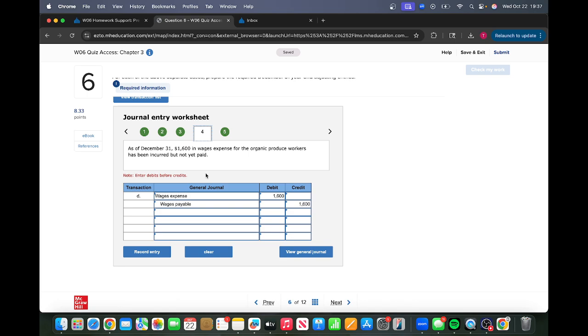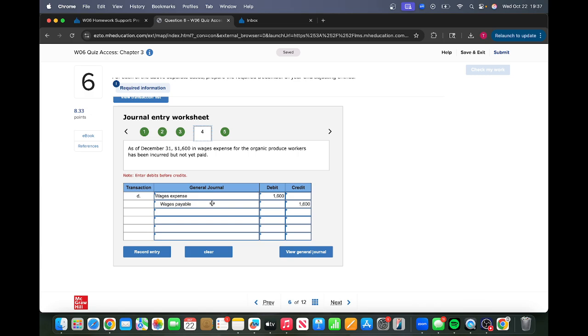For number 4, it says, as of December 31st, $1,600 in wages expense for the organic produce workers has been incurred, but not yet paid. So looking at something interesting here, first thing, I see $1,600, no change in that. We know we're going to get $1,600. Nothing's mentioned that's going to change it. Plop that in, debits before credits.